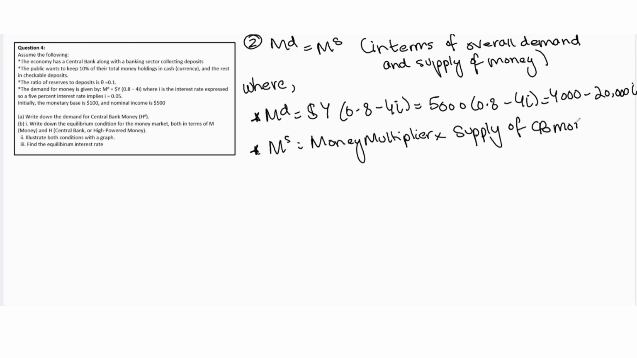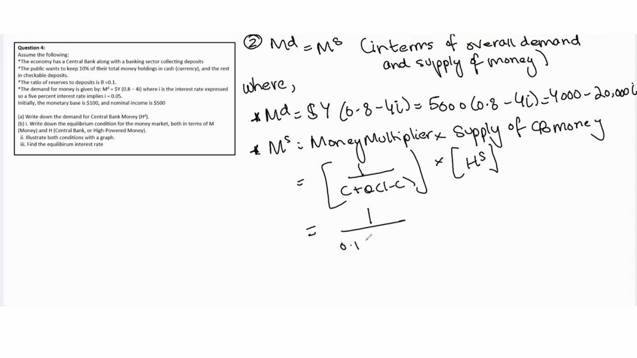Money supply equals the money multiplier times the supply of central bank money, where the money multiplier, as in the text, is given as 1 over c plus theta times 1 minus c. Here c is how much of your total money demand you are keeping in the form of currency, and theta is the reserve deposit ratio, and the supply of central bank money is HS. We're given that c is 0.1, theta is 0.1, and the supply of central bank money is fixed by the central bank at 100. So overall money supply is 526.3.